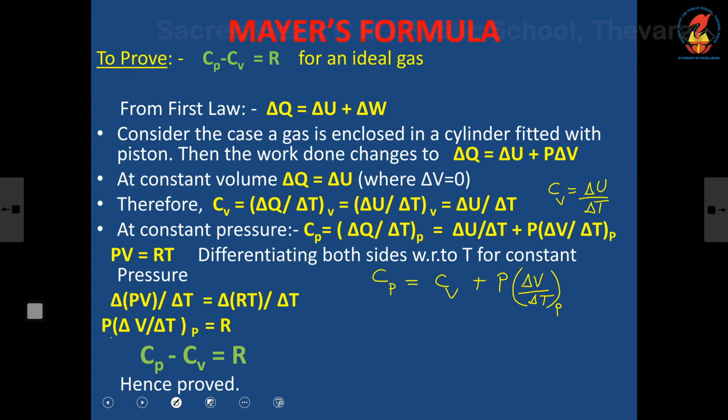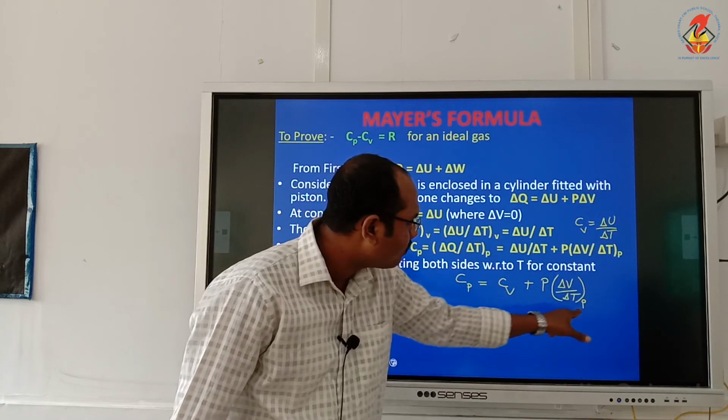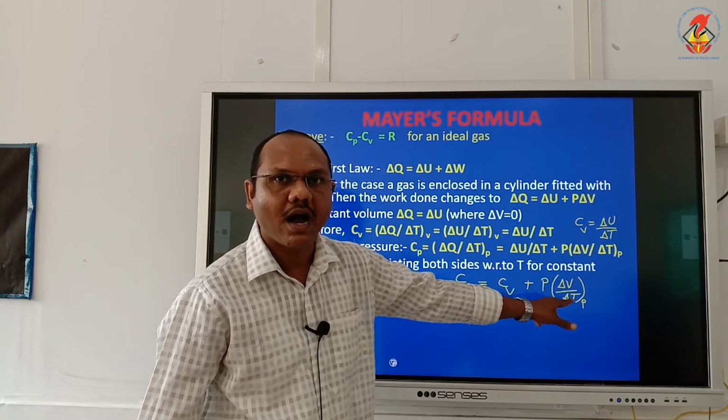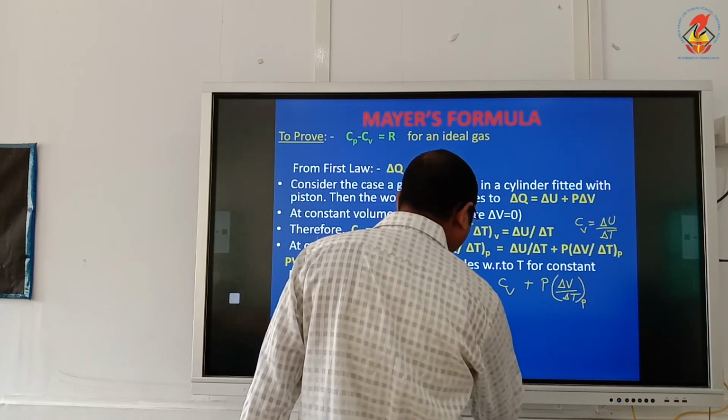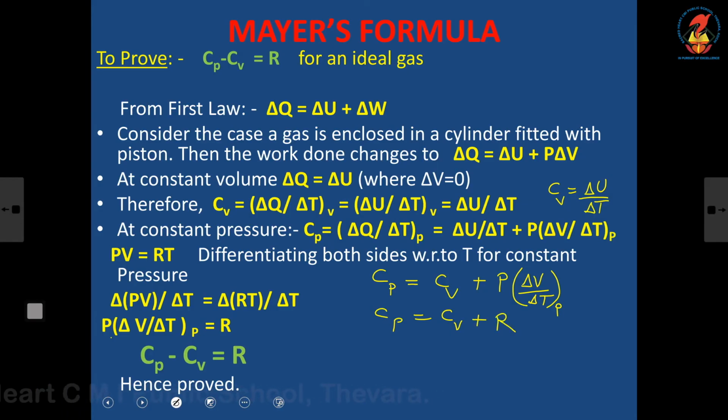From the first term I take P out as constant, so the remaining thing is delta V by delta T at constant pressure. From the second term R is constant, I take it outside, delta T by delta T is 1. So, finally I am getting P into delta V by delta T at constant pressure equal to R. See, this is this term, no? P into delta V by delta T equals R. So, instead of this, I write R. So, Cp is equal to Cv plus R.